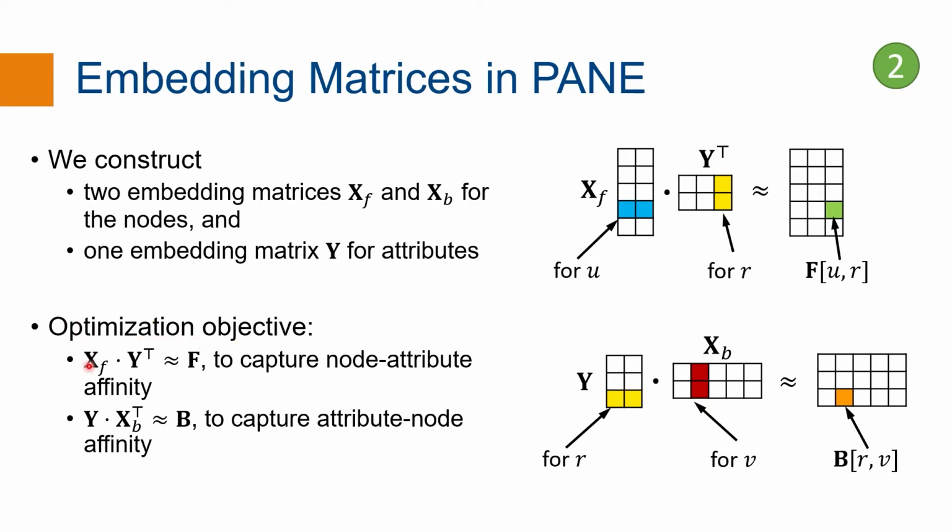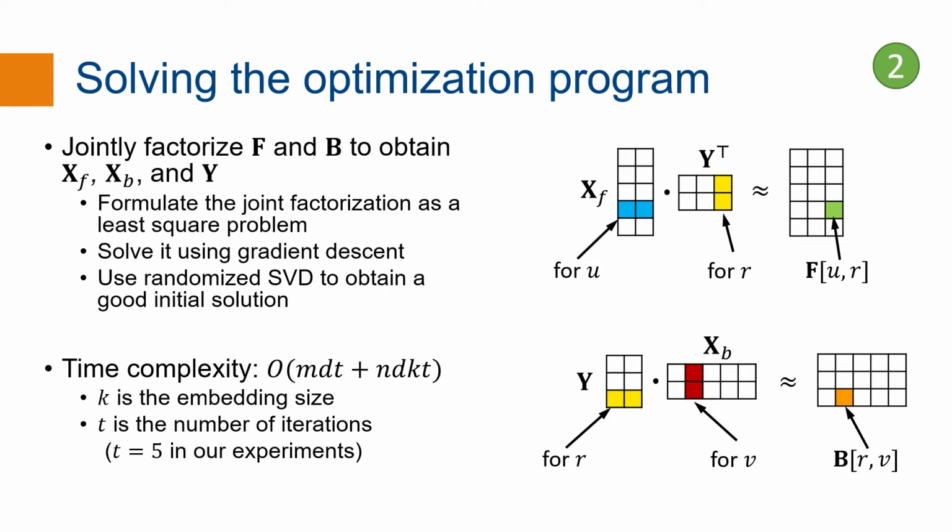There are two objectives here. The first one is X forward into Y should be roughly equal to F, which is the node to attribute affinity matrix. The second one is that Y into X backward should be roughly equal to B, which captures attribute to node affinity information. To solve this optimization program, we perform a joint factorization of forward and backward matrices to obtain the three embedding vectors.